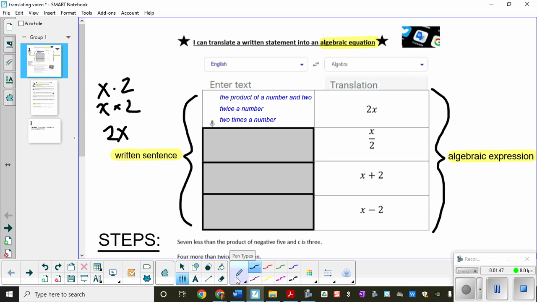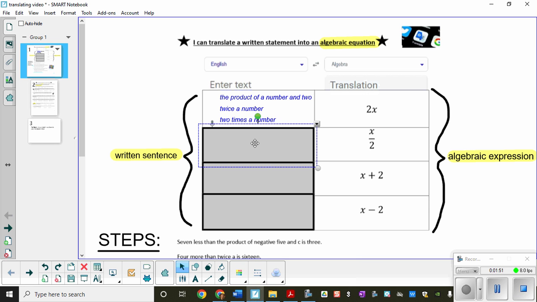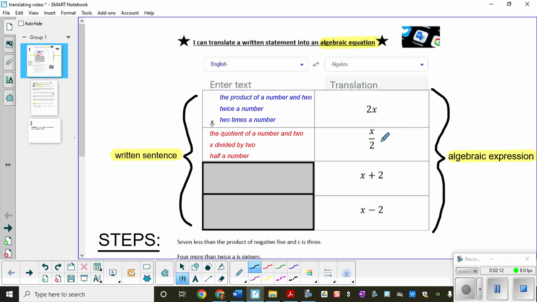All right, cool. Now let's focus on the x over 2, the fraction. We've got a few ways that we can say this. The quotient of a number and 2. A quotient is the answer to a division problem, and this is showing to divide x by 2. So the quotient of a number and 2 looks like this. X divided by 2 looks like this. And half a number looks like this.